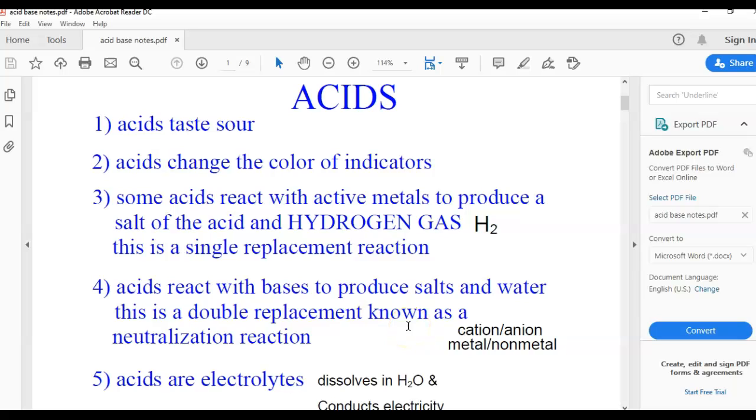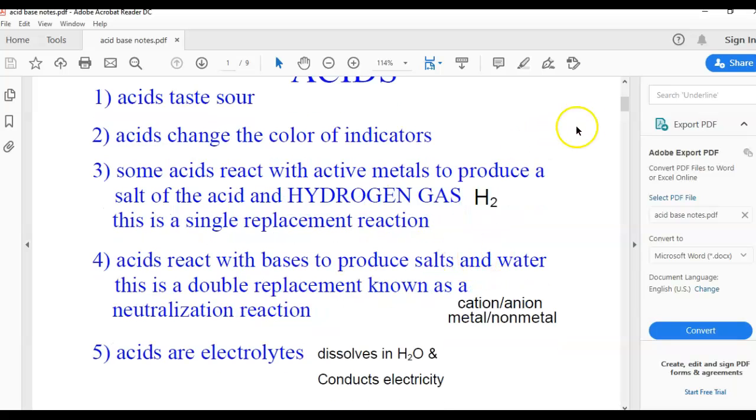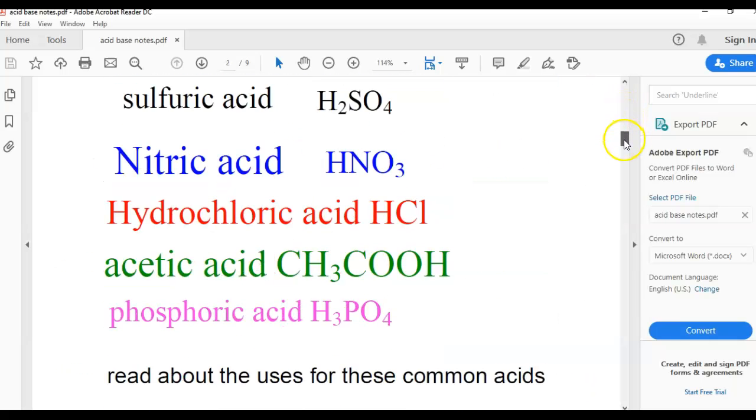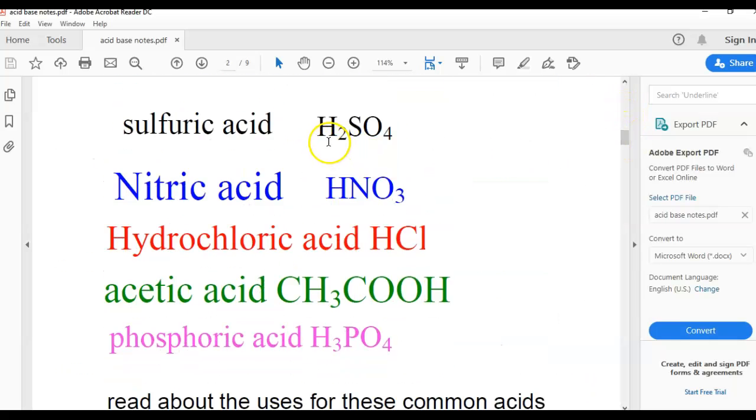Now that you had a chance to look at that short video of acid properties where we talk about them tasting sour, they can change colors of indicators, they produce hydrogen gas, let's take a look at some other properties of acids. Again, don't forget to read that section about the uses of these 5 common acids and their formula.